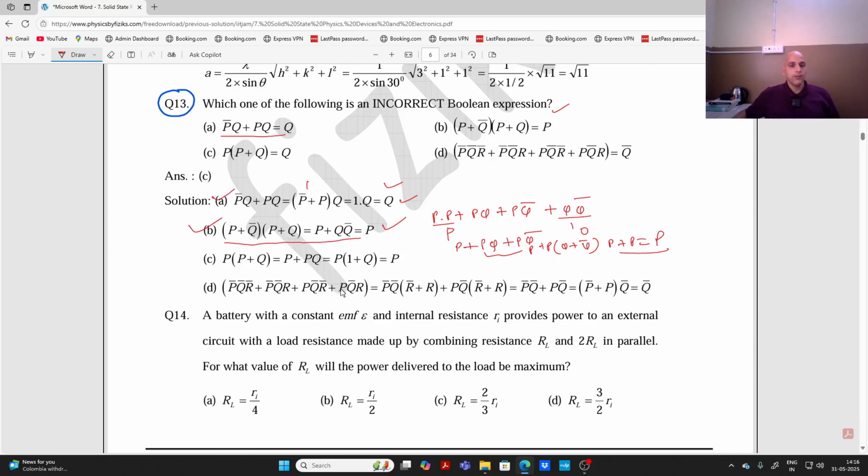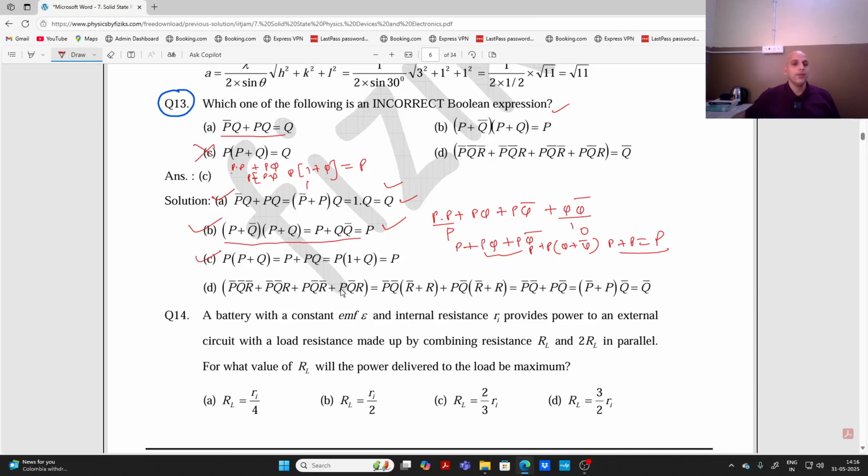What about the third one? Third one is P into P plus Q. So obviously again P into P, that will give you P plus P into Q. Now P into P, it is P, plus PQ. So you will take P common. You will get 1 plus Q. 1 plus Q, 1. So that should be equal to P, but here it is given Q. So it means it is wrong.